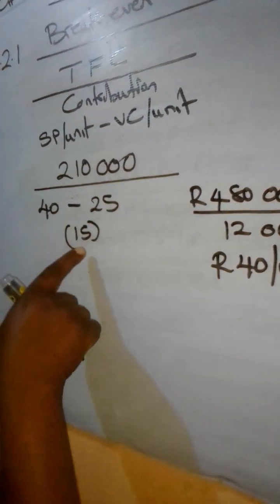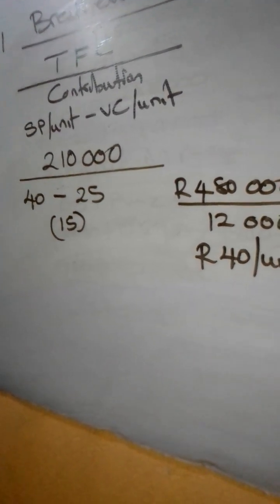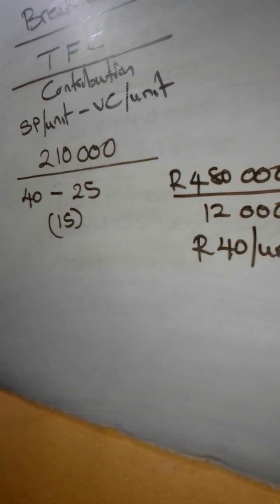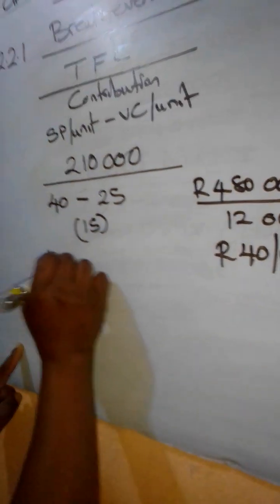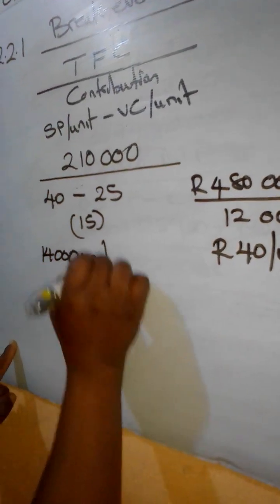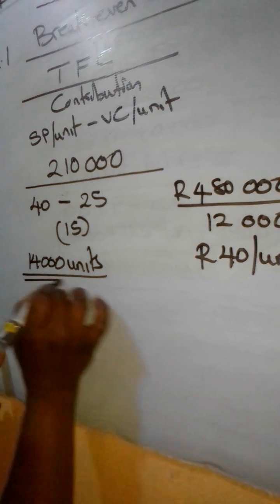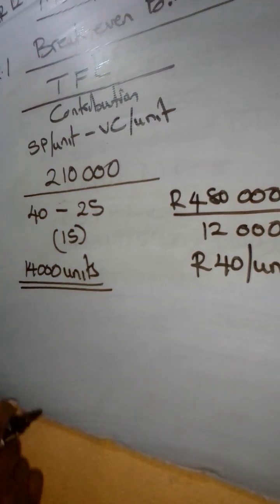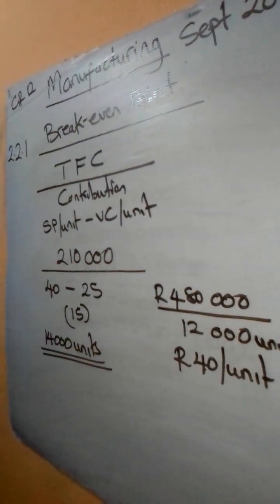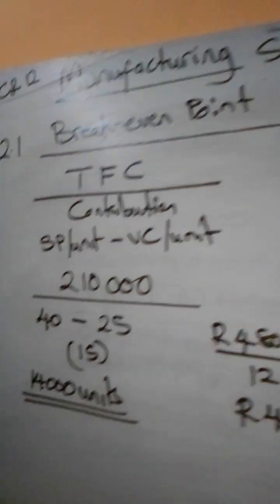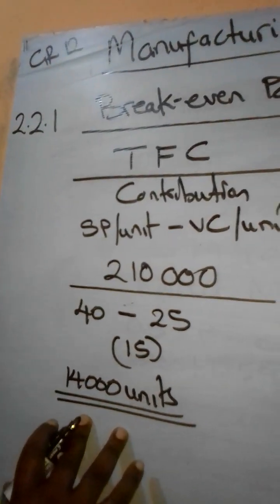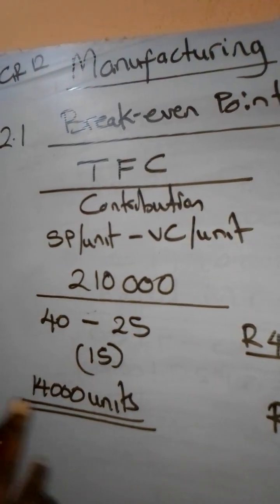So it's 210,000 divided by 15. 210,000 divided by 15 will give us 14,000 units. So 14,000 units are needed to break even. The break-even point is a point whereby the business is neither making a profit nor making a loss. So they need 14,000 units to reach that particular point.